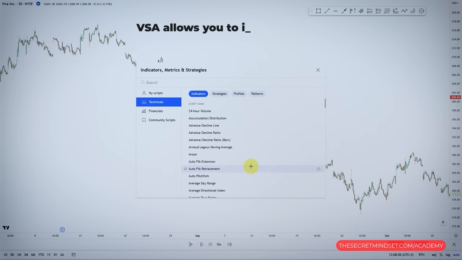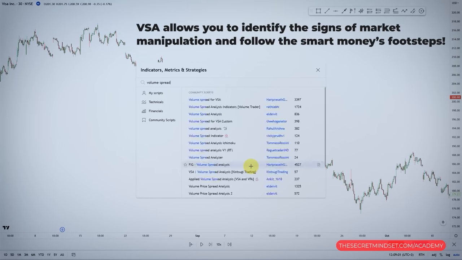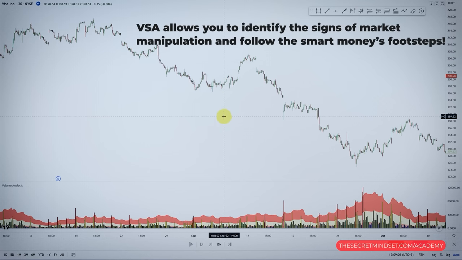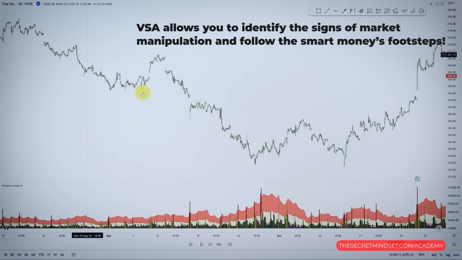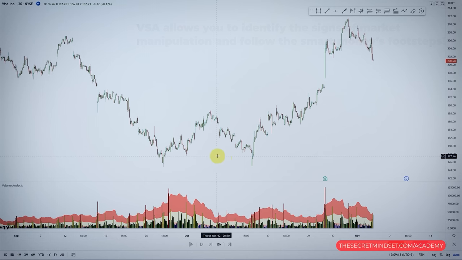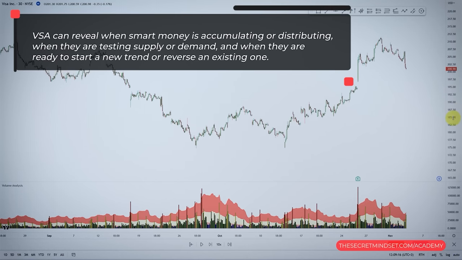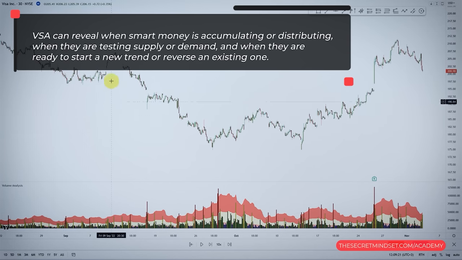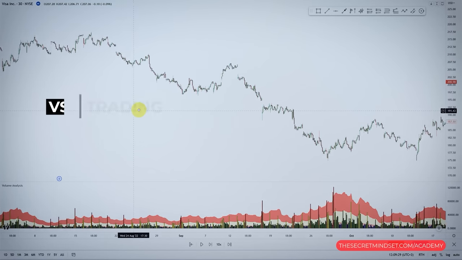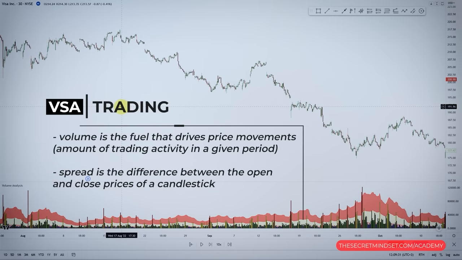If you want to identify the signs of market manipulation and follow the smart money, you need to learn volume spread analysis. This is a game changer and can give you an edge over the other traders who only look at price action or indicators. VSA can reveal when smart money is accumulating or distributing an asset, when they are testing supply or demand, and when they are ready to start a new trend or reverse an existing one. Volume spread analysis is based on the premise that volume is the fuel that drives price movements.